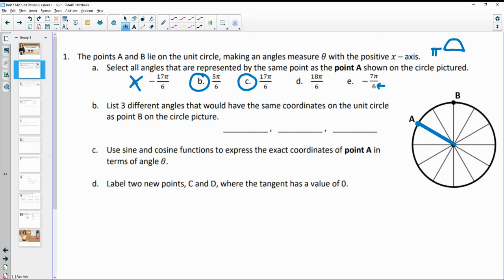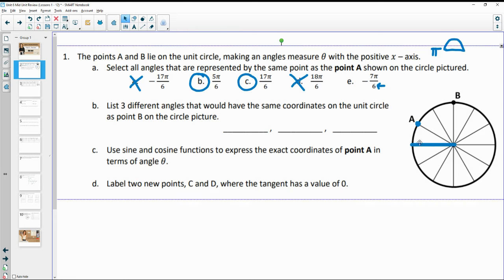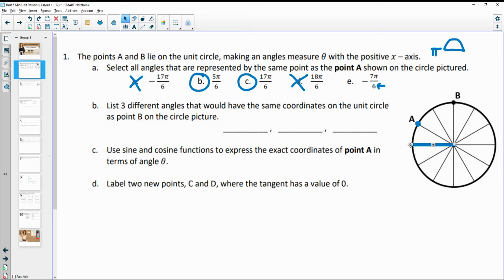D is 18 pi over 6. Well, if 17 pi over 6 is right here, then 18 pi over 6 would be here, and that's not going to be on point A. And then negative 7 pi over 6. So let's go back to 0, and now we're going to go negative. So negative 1, 2, 3, 4, 5, 6. Negative 7 lands on point A, so that would be good.